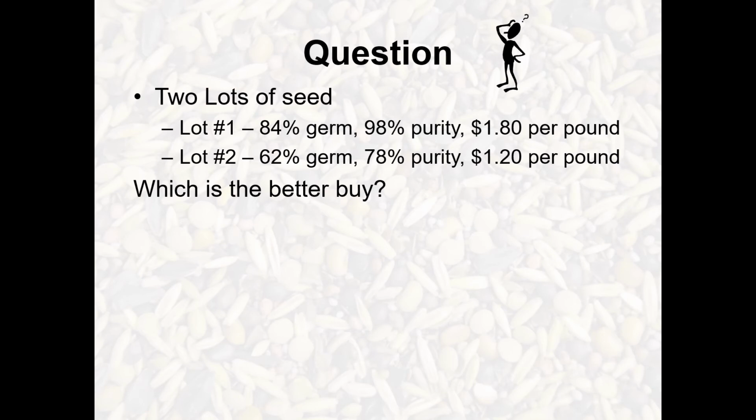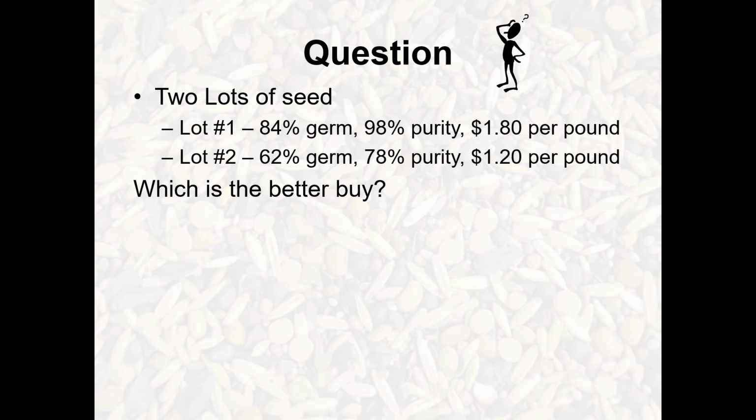Now, like I alluded to a minute ago, sometimes when you're out buying seed, a bargain's not always a bargain. You have to look at the quality of the seed. So in a case like this, we have two lots of seed. Which one's the better buy? Lot 1 does have a pretty good germination and purity, but it's 60 cents higher a pound than the bargain seed.